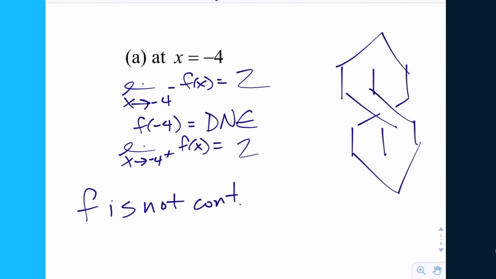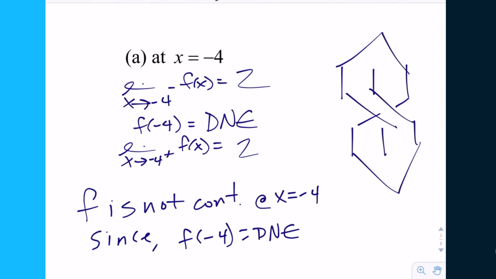So f is not continuous at x equals -4, since f of -4 equals DNE. Now let me show you how I'm going to score this one. I'm going to give you a check for the justification, which is the last sentence, and a check for the conclusion. Those could be flipped, because the "since" part is an adverbial clause that can be moved to the beginning of the sentence. So you could start with "Since f of -4 equals DNE, f is not continuous at x equals -4."